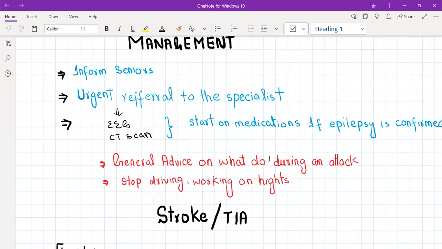If the attack lasts more than 5 minutes, then you need to call an ambulance. After the attack, lie the patient in the left lateral position and bring him to the emergency department as well. You will also tell the patient to stop driving if he's driving, and to stop working at heights, swimming in deep water, etc. Okay.